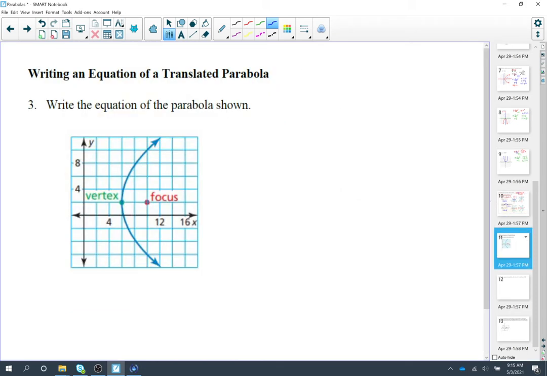Example 3. Writing an equation of a translated parabola. Translated means we're no longer at the origin. So number 3, write the equation of the parabola shown. First thing I'm looking at is the fact that this parabola opens to the right. Because it opens to the right, left or right, I know that it's not a y equals. I know that this is going to be an x equals 1 over 4p, which means this is going to be y minus, keep in mind the k stays with the y, and then plus h.